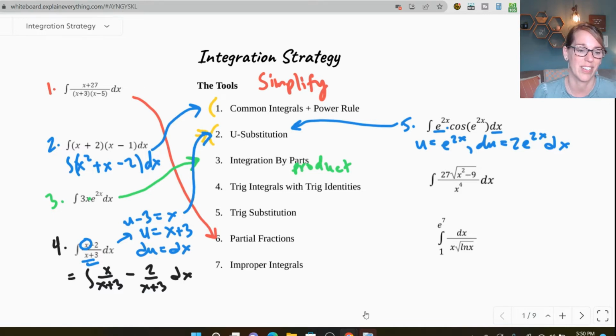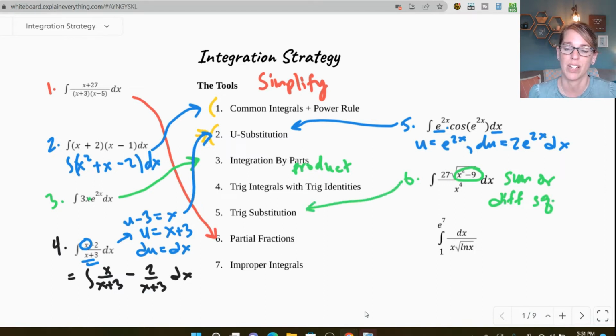Number 6 here. So in number 6, I've got a radical x squared minus 9. Now the first thing that I would try would be a u substitution on the x squared minus 9, but I would need just an x term in order to make the u substitution work. Well, because I have either a sum or difference of squares, this tells me that I can probably use a trig sub. So a sum or difference of squares leads me to using a trig sub.